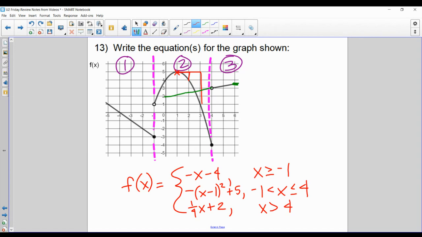So again, just look at each piece of it, figure out what the function is. Is it a line? Is it an absolute value? Is it a quadratic? And then figure out the domain restrictions for that piece of it.